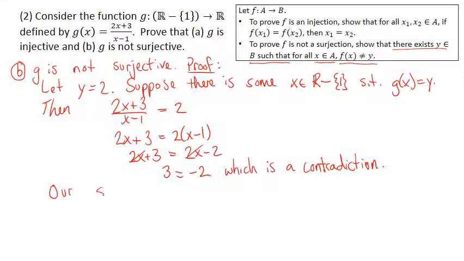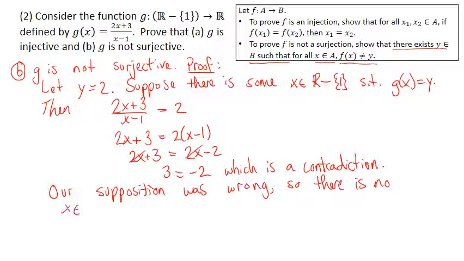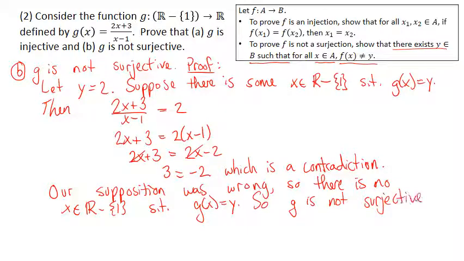So that means our supposition was wrong. So there is no x in the domain such that g of x equals y. That means G is not surjective. And that's it.